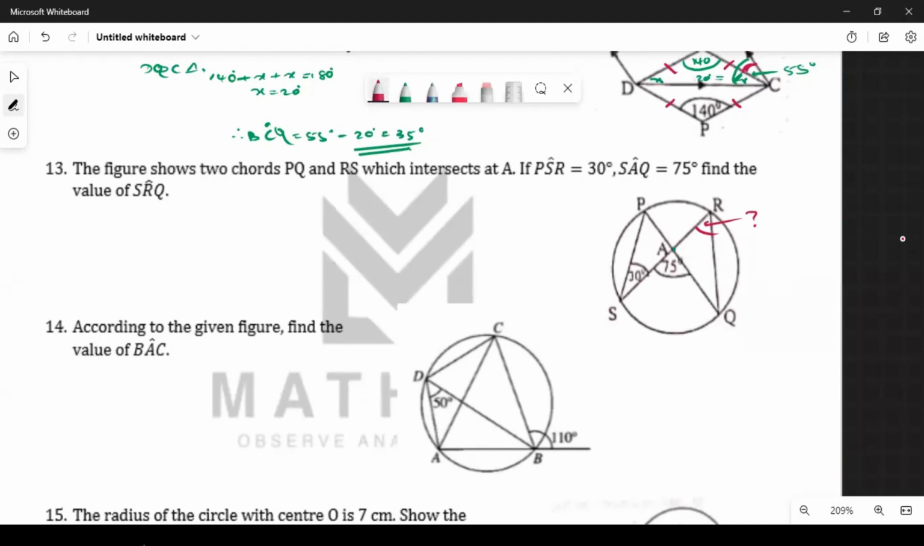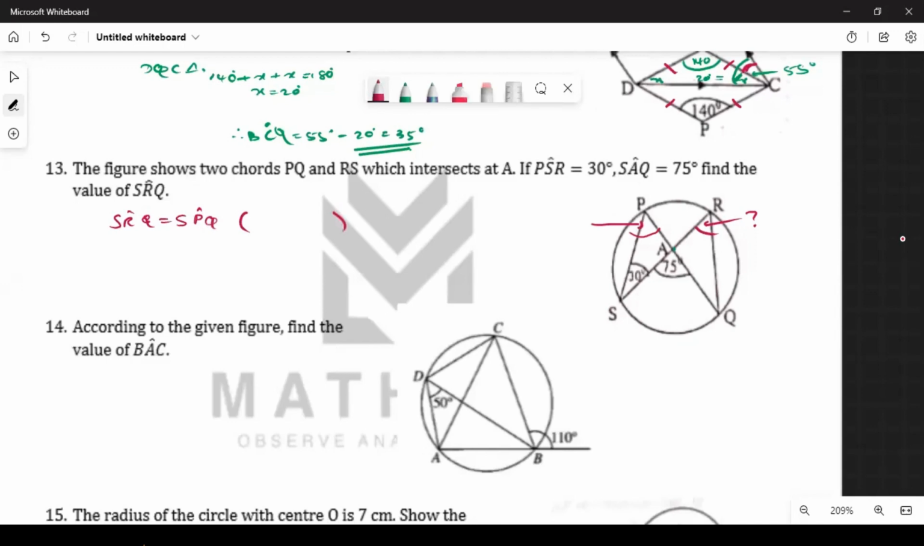We know that angle SRQ and angle SPQ are on the same segment. From this minor arc SQ, angles SRQ and SPQ are subtended on the same segment of the circle, the same sector of the circle. So I can write angle SRQ is equal to angle SPQ. Why? Angles on the same segment, same sector.